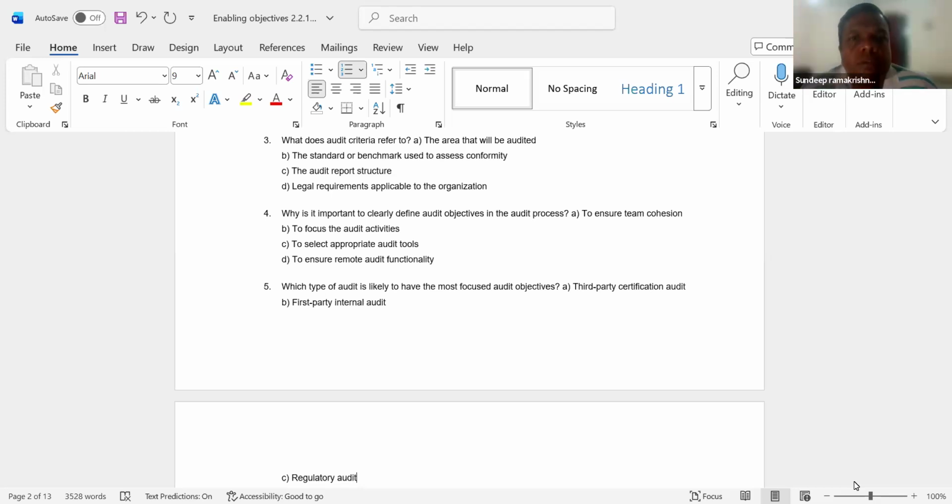Why is it important to clearly define audit objectives in the audit process? To ensure team cohesion, to ensure remote audit functionality, to focus the audit activities, to select the appropriate audit tools. So Shashikanta, fourth question, what is the answer? It should be C, sir, to select appropriate audit tools. See, in the audit objectives, you will define what you want to achieve. Okay, correct? Yes, sir.